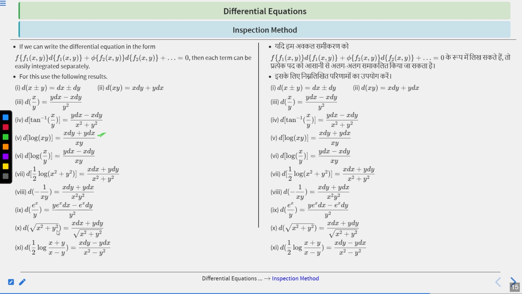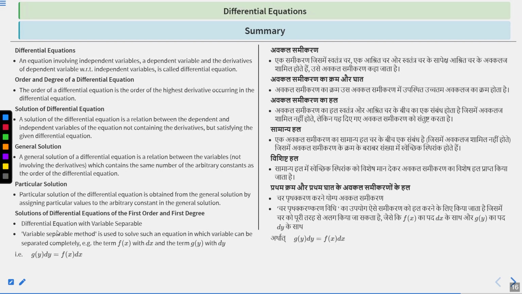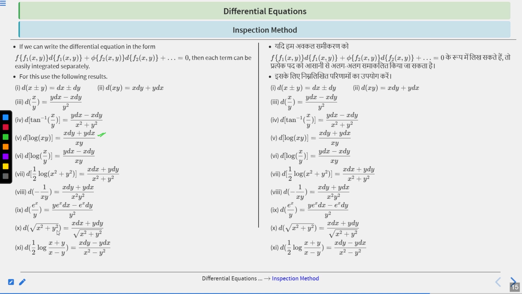Next, d of root over (x square plus y square) can be written as (x dx plus y dy) upon root over (x square plus y square). Next, d of 1 by 2 log ((x plus y) upon (x minus y)) is equal to (x dy minus y dx) upon (x square minus y square), right? Got it? So this was basically the inspection method. We can use this method to solve our differential equations.